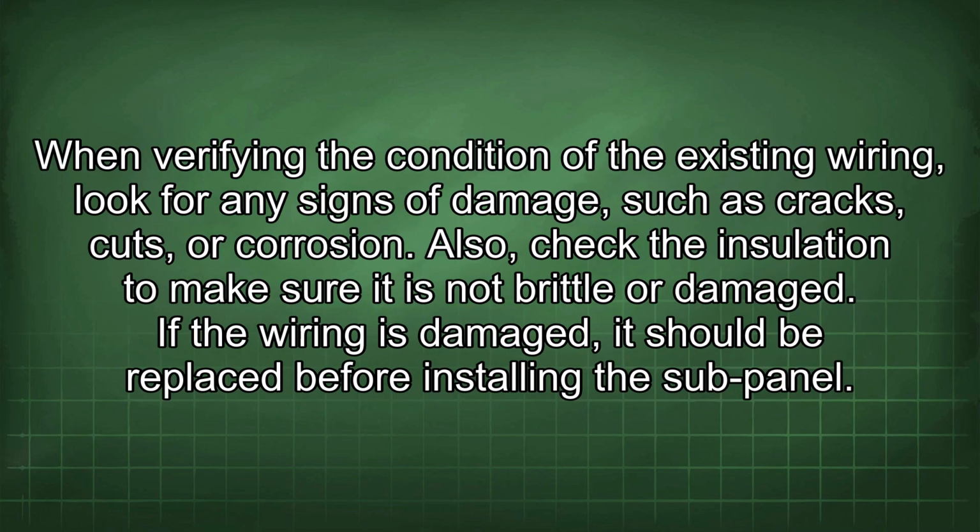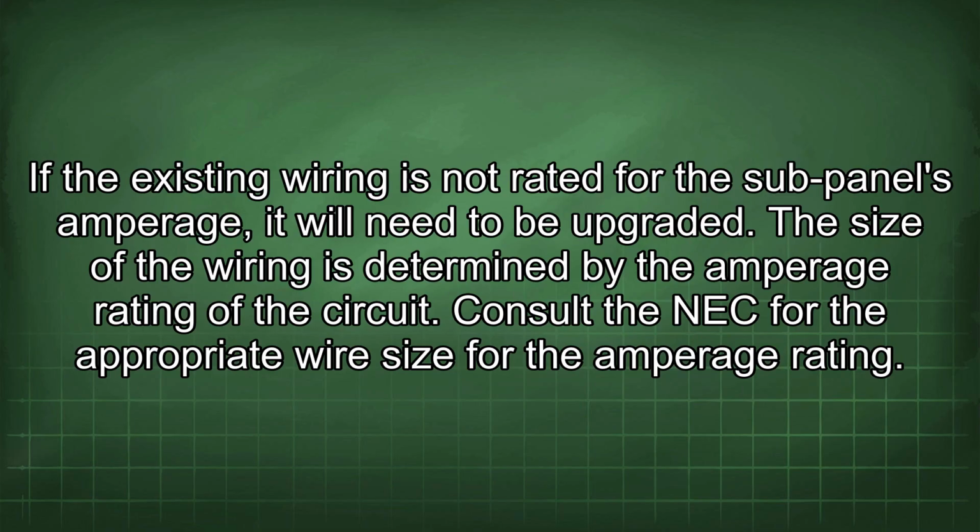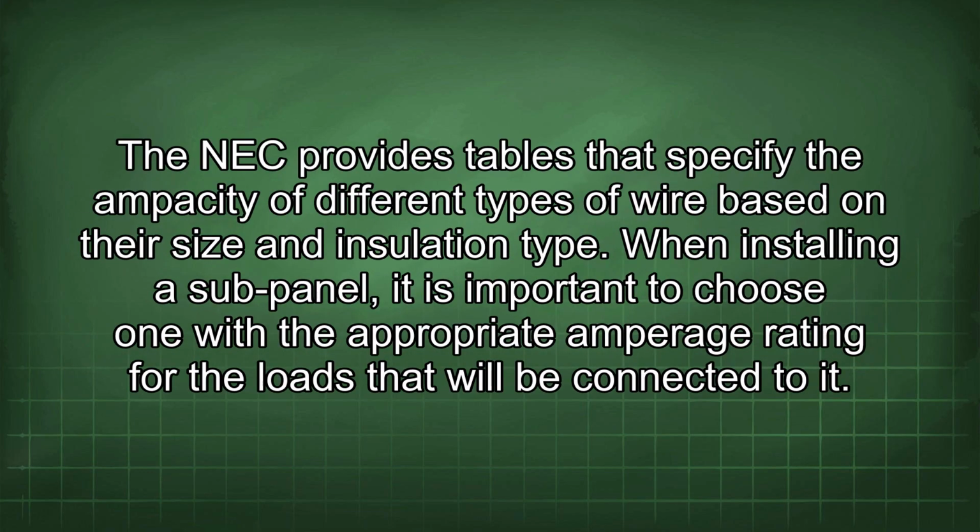When verifying the condition of the existing wiring, look for any signs of damage, such as cracks, cuts, or corrosion. Also, check the insulation to make sure it is not brittle or damaged. If the wiring is damaged, it should be replaced before installing the subpanel. If the existing wiring is not rated for the subpanel's amperage, it will need to be upgraded. The size of the wiring is determined by the amperage rating of the circuit. Consult the NEC for the appropriate wire size for the amperage rating. The NEC provides tables that specify the ampacity of different types of wire based on their size and insulation type.